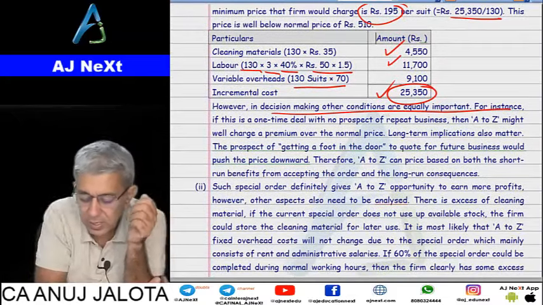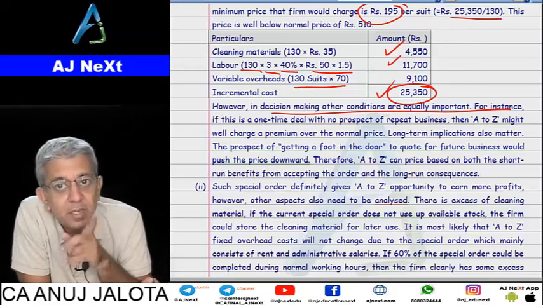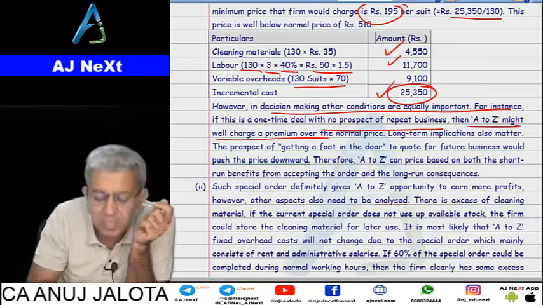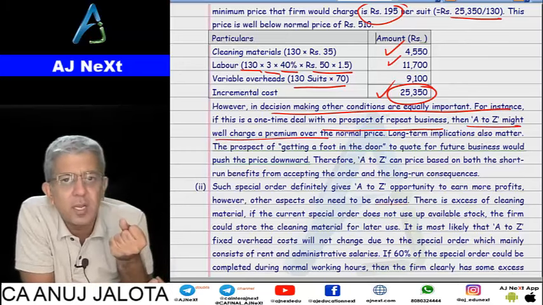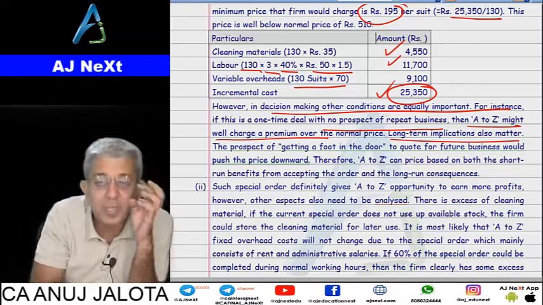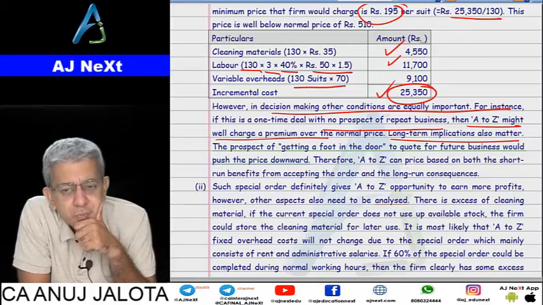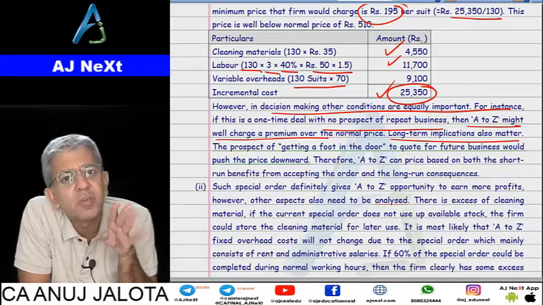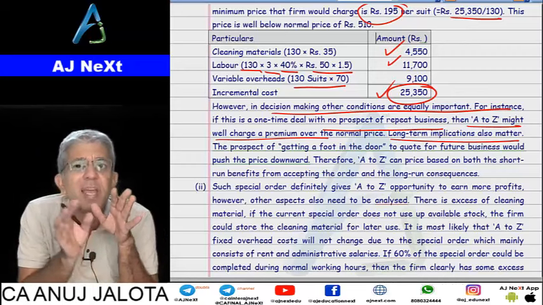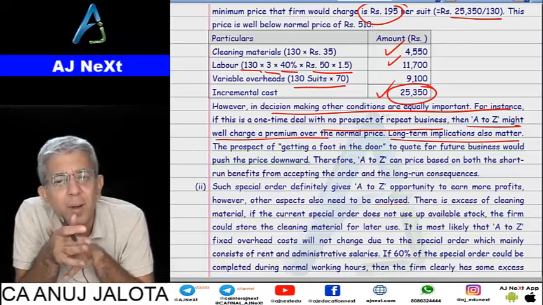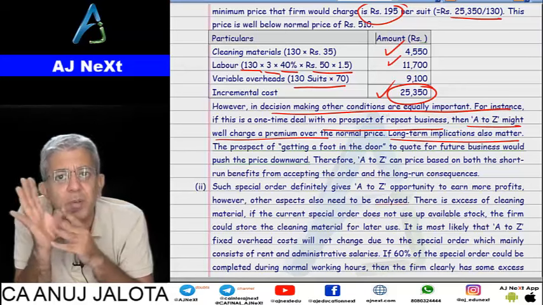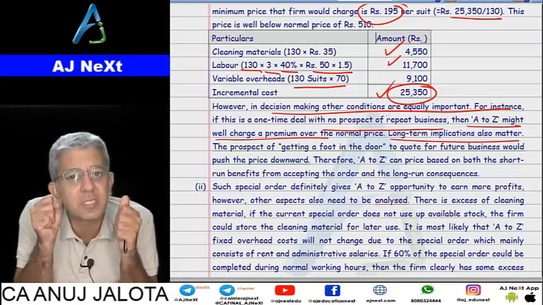However, in decision making, other conditions are equally important. For example, if this one-time deal is there with no repeat business, then A to Z might like to charge a premium. They would like to take this opportunity and try to earn as much as possible. But if the company thinks in the long term, that if we get this order, we will keep on getting orders like this, then in that case, the price that you will be quoting will be as low as possible, somewhere above 195 and somewhere near to 195 as compared to 510, because you would like to grab this chance.